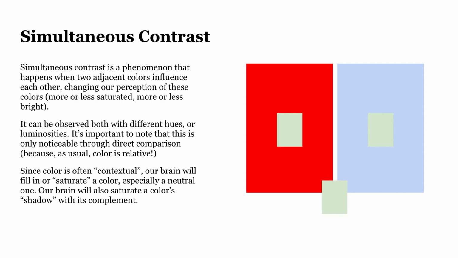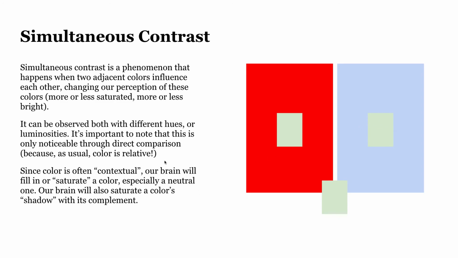So, simultaneous contrast. This is what happens when two adjacent colors influence each other, changing our perception of the colors. It's really hard to see with the lights right now, but remember, we've got the same color in the center here. Arguably, in a certain context, this mint green square could be read as white, especially if this one wasn't down here. Paired up against this blue of similar saturation and similar value, it appears more green.